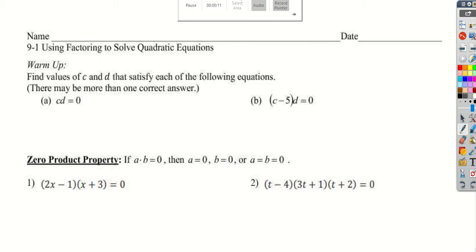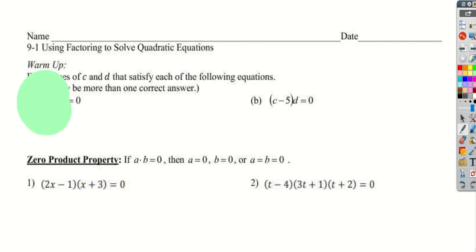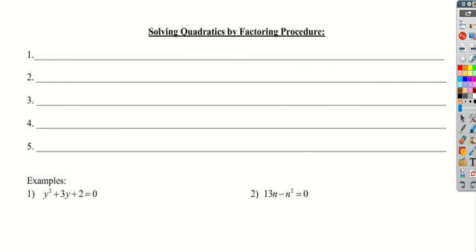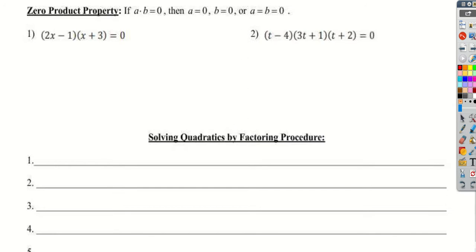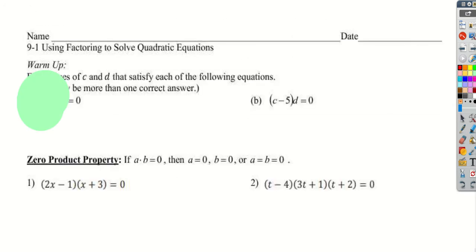And for our warm-up, we're going to take a look at what happens. We're going to try to solve these two equations. All right, so number one, starting with an equation C times D equals 0.